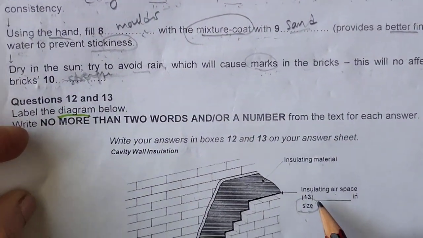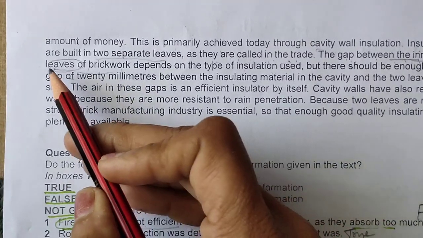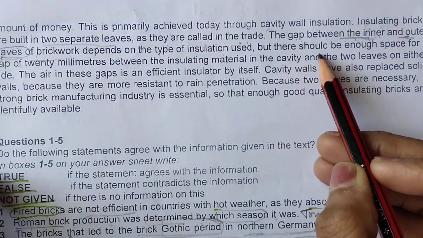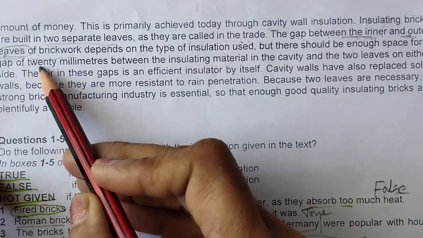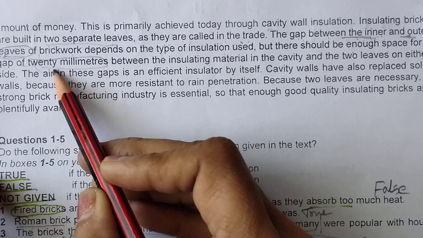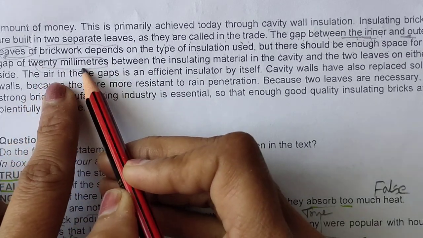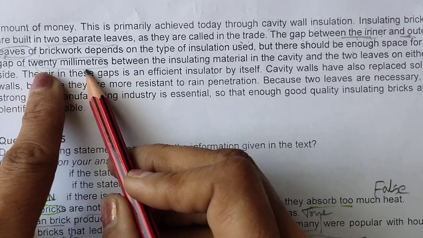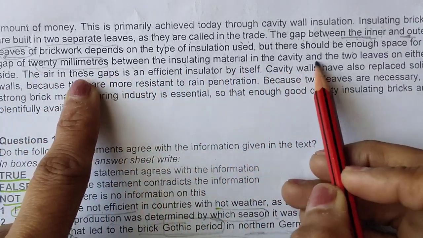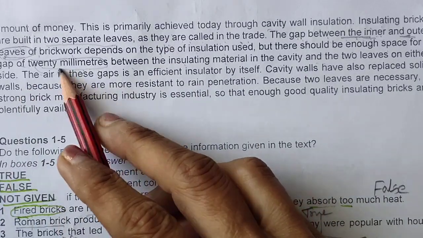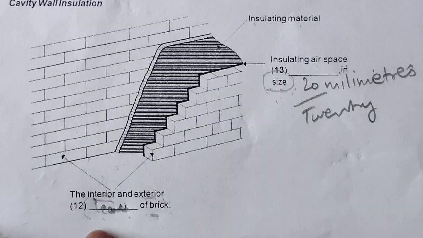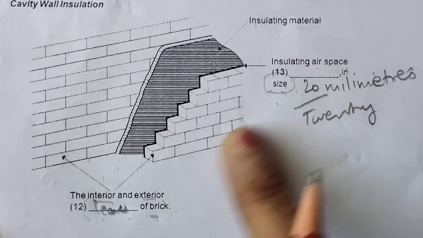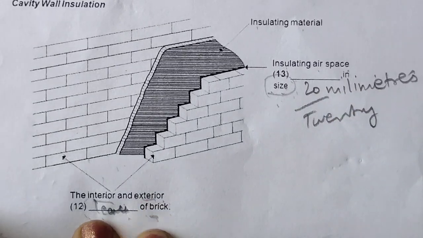Leaves. Okay, now 13, size we were looking for. This word will come in that blank, leaves. Okay, we were looking for size, but there should be enough space for a gap of 20 millimeters. 20 millimeters in size. Size, they have not given the word here. Gap of 20 millimeters between this two leaves on the side. So we will be writing here 20 millimeters. So you can write 20 millimeters, and here we have written leaves answers there.